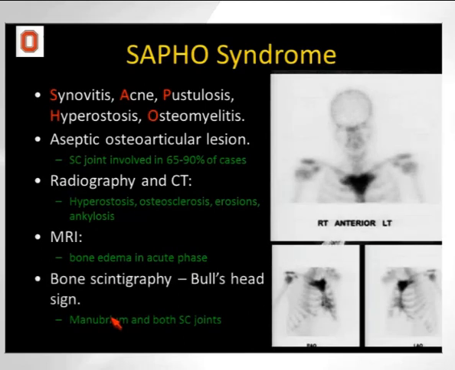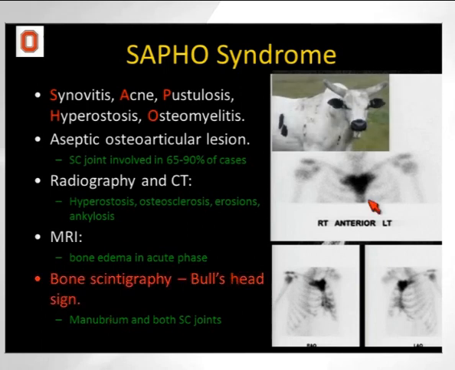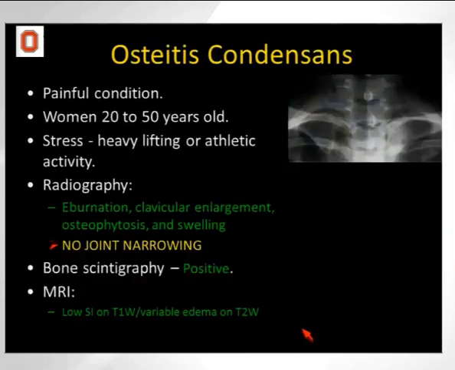On bone scan, there's a very classic finding in the sternoclavicular region, the Bull's head sign, and you can see why that looks that way with the activity in the sternum, both clavicles, and occasionally the first ribs.